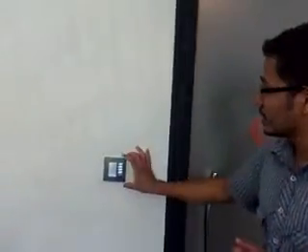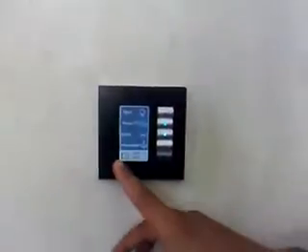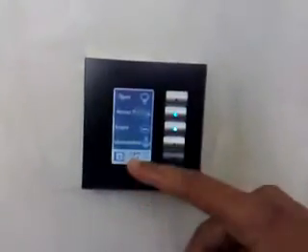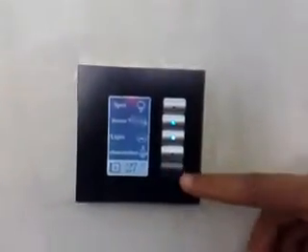This is completely controlled by a digital system. This switchboard works like a computer. Now in this DLP we have 6 pages. You can see here, this is the first page. In the first page there are 4 buttons available. It can be controlled easily.